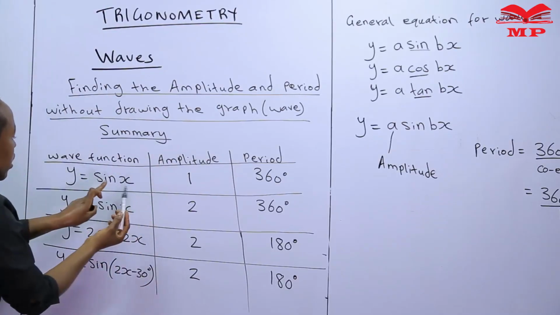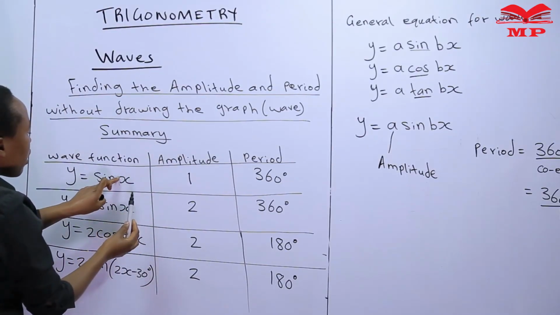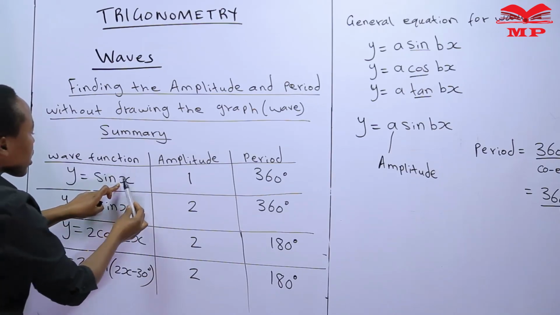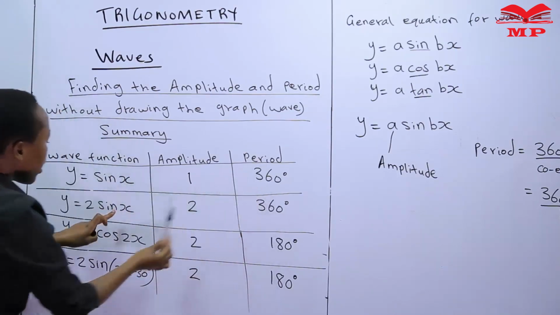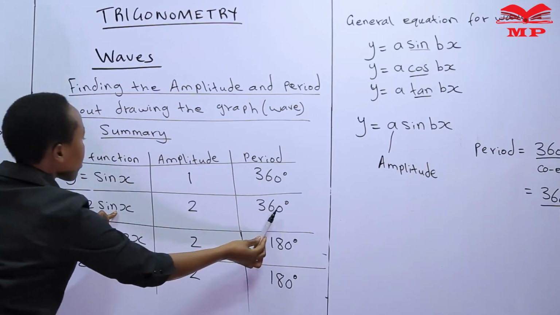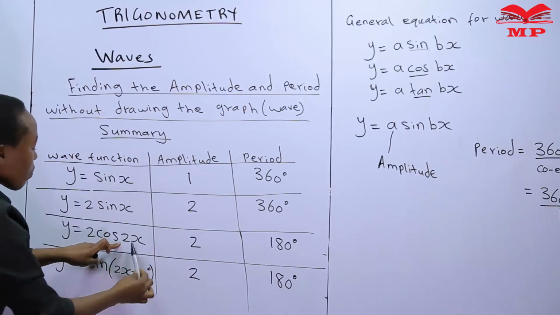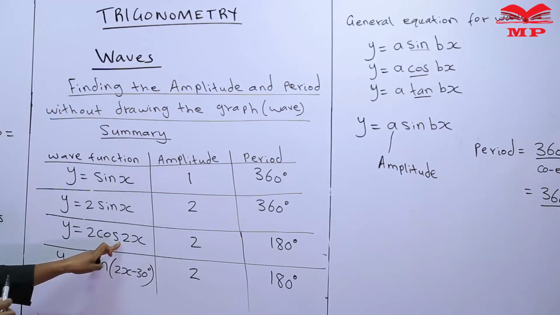You can see from this, our coefficient of x here is 1. So 360 divided by 1 is 360. And if we divide 360 by 2, we get 180 degrees.